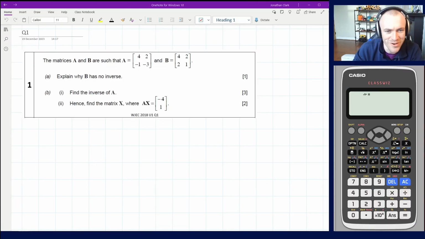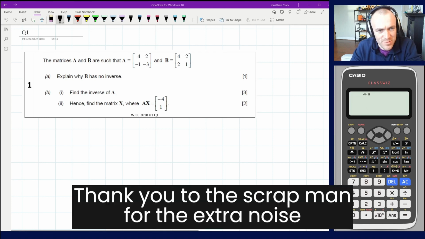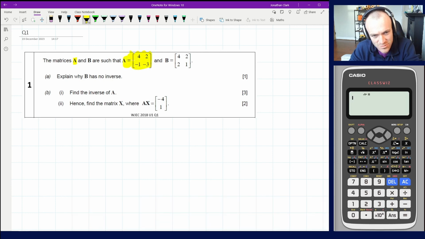Okay, here's question 1, all about matrices and inverses by the looks of things. The very first part says that we've got two matrices, A and B, and they are given here. That's matrix A, 4, 2, -1, -3. Then we've got another matrix B, which is 4, 2, 1. First part says, explain why B has no inverse.